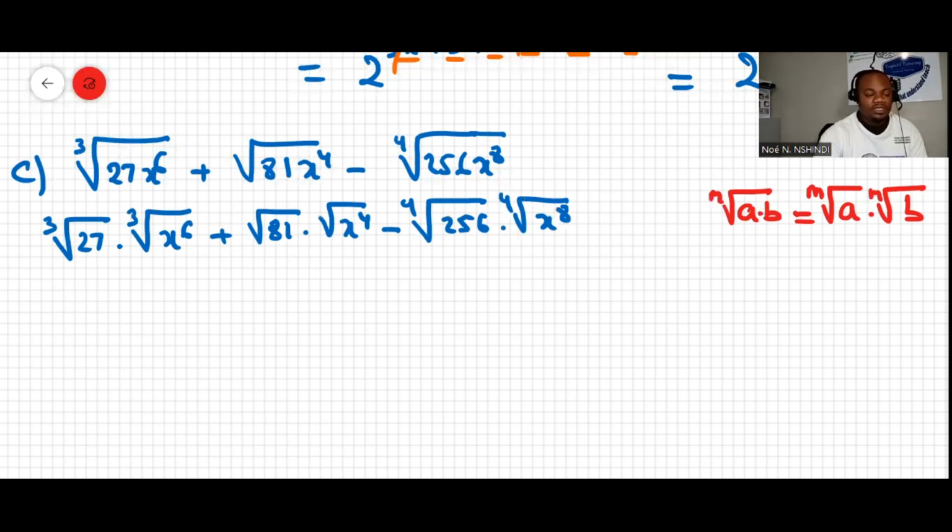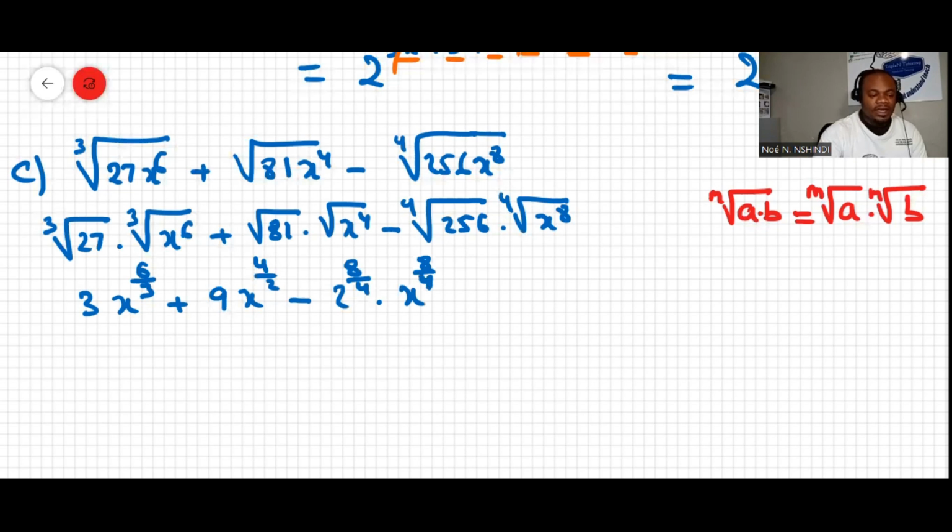Now the cube root of 27 is just 3, and the cube root of x to the power of 6 is going to be x to the 6 over 3, plus the square root of 81 is 9, times the square root of x to the power of 4, which will be x to the 4 over 2, minus the fourth root of 256. I know that 256 is 2 to the power of 8, okay? So it's going to be 2 to the power of 8 over 4 multiplied by x to the power of 8 over 4.